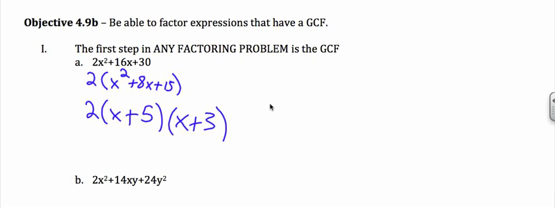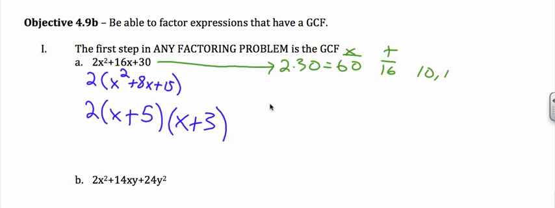Now, if you had forgotten to take out the GCF at the beginning, I kind of want to just show you what would have happened. You still would have tried to factor this, but you would have probably tried splitting the middle term or the brute force method. Let's say that you tried splitting the middle term. So you would have done 2 times 30 is 60, and you would have been looking for two numbers that multiply to 60 and add to 16. Well, the most obvious thing I can think of that multiplies to 60 is 10 and 6, and those do add to 16.